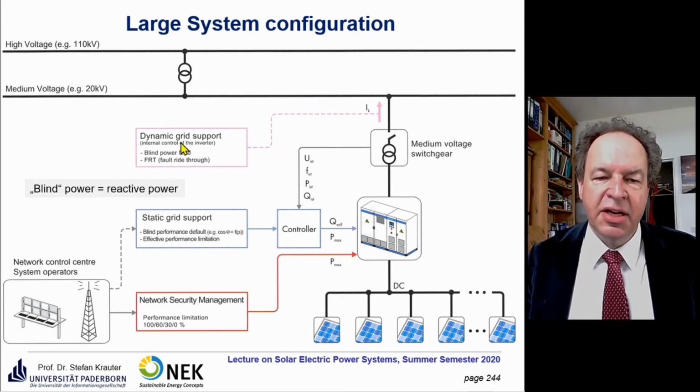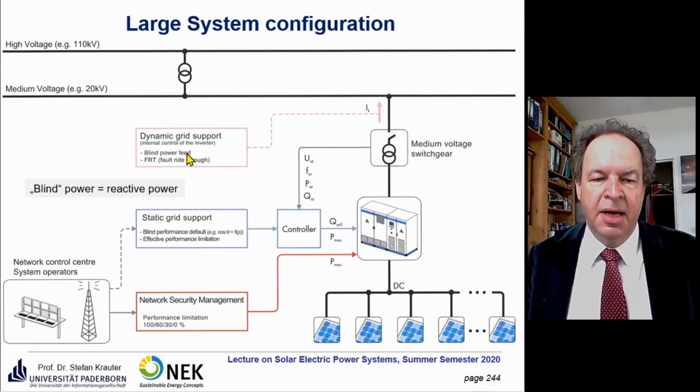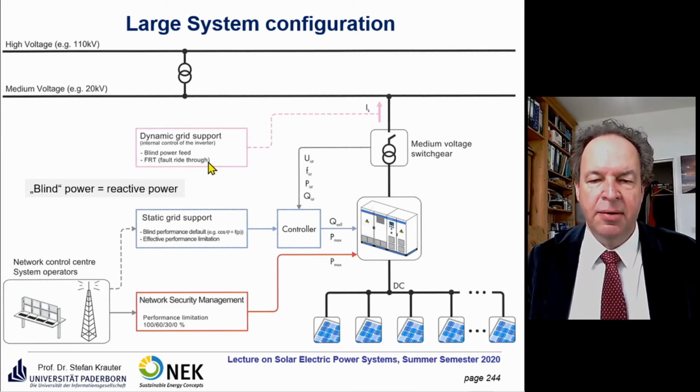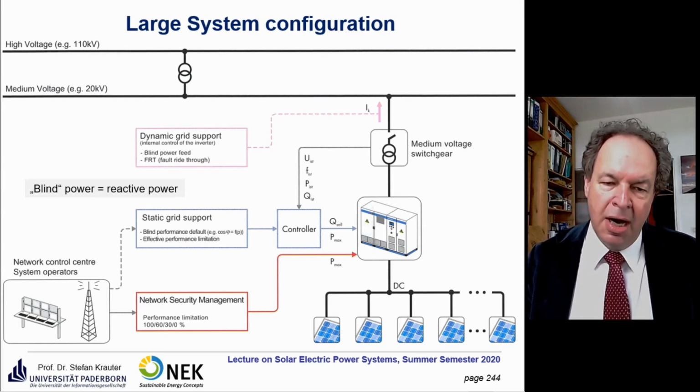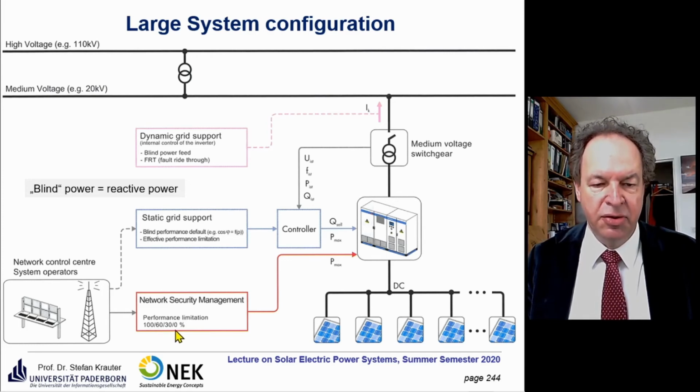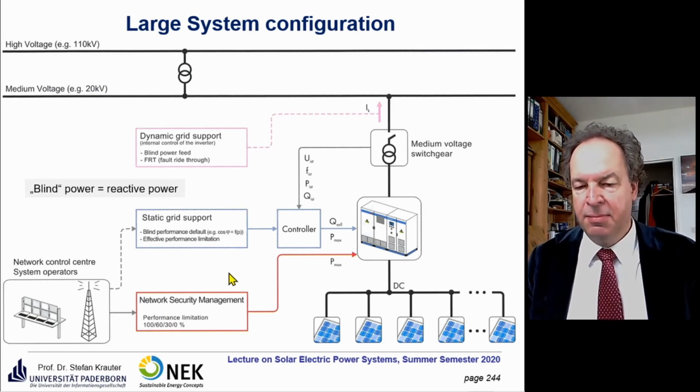You can also do dynamic grid support. For example, it's been called blind power feeder, but reactive power, I think, is the more common word for this. And as I already mentioned, the fault ride through effect. In some countries it is required that even if there is a problem in the grid system, you must not switch off, but continue your power production. On network security management, it's also possible to do a power limitation to 60, 30, or 0% or 100% of the power output.